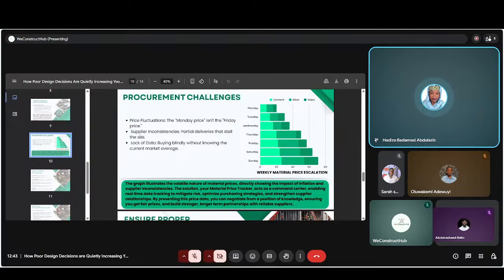So by presenting this price data, you can negotiate from a position of knowledge. When you know what you're doing, and you know the actual price and what is going on, seeing the price fluctuation and everything, it will ensure you get a fair price and build a stronger, longer partnership with a reliable supplier. Next.